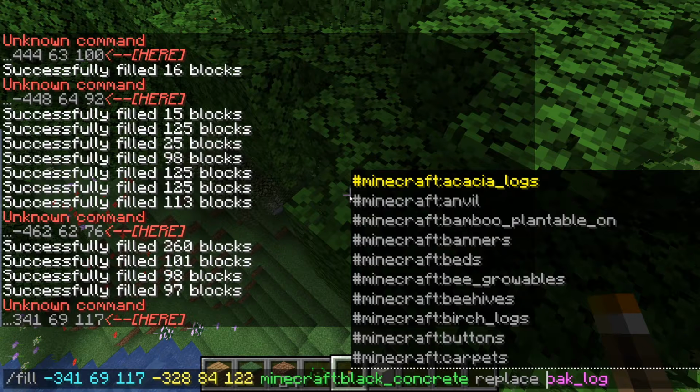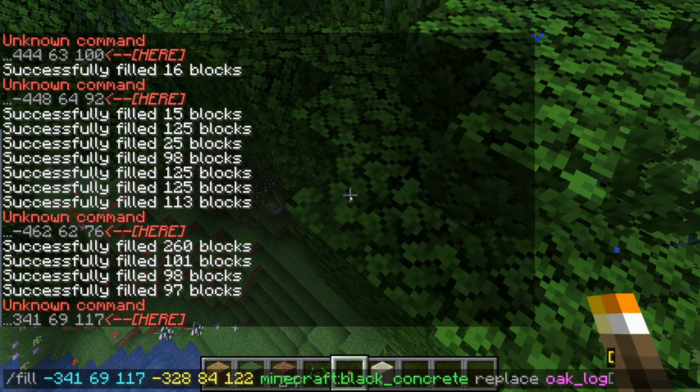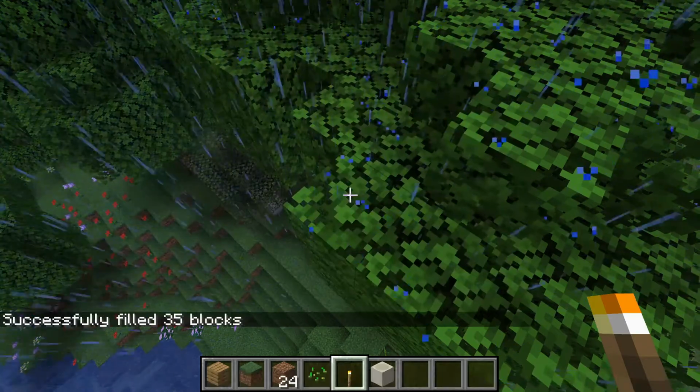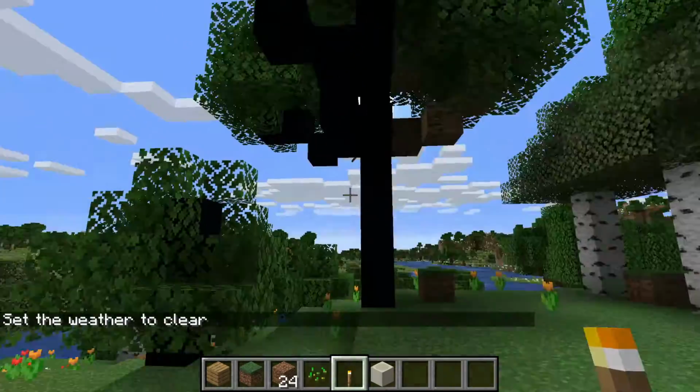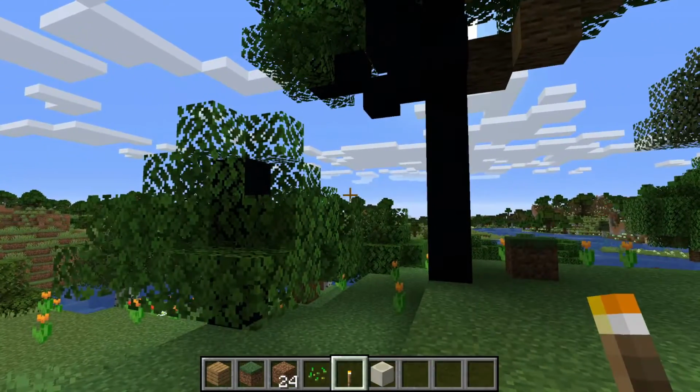Commands are so simple, and I really thank the Mojang team for that. Commands have never been easier. Thank you, Mojang. Shout out to them. Anyway, once we do that, all the wood in that area has been replaced with black concrete. I think it's pretty cool. You can get a pretty unique landscape.